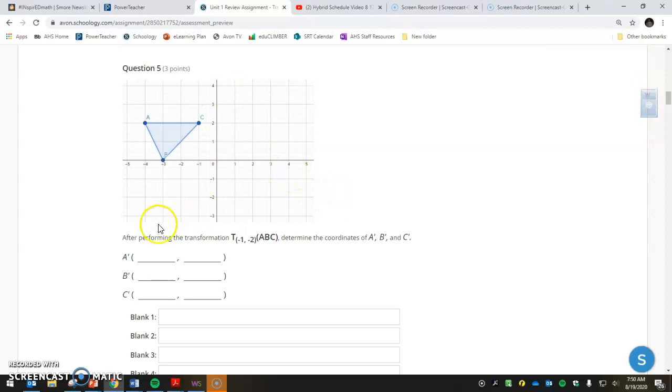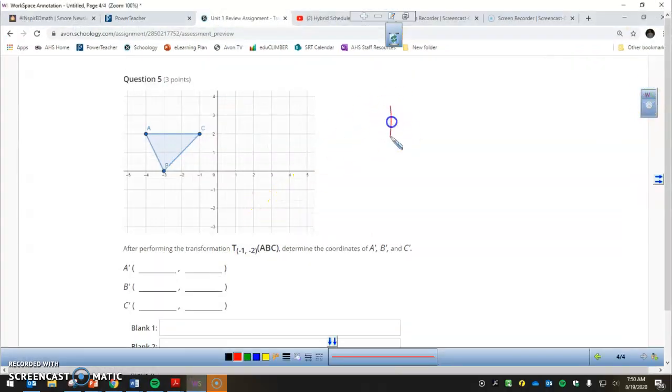So number 5 says, after performing the transformation of capital T, -1, -2. So again, with our translations, they're in this format. So the X tells you to move left or right. Since this is negative, we're going to move left 1. And then -2 means we're moving down 2. So we're going to take all 3 of these points, A, B, and C, and move them left 1, down 2 to determine the new coordinates, A prime, B prime, C prime.